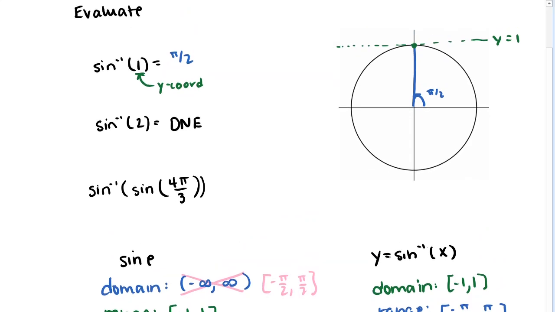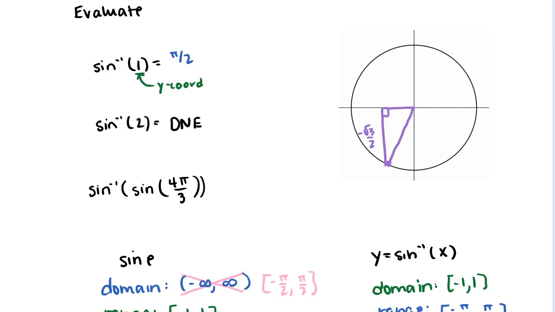So if we take sine of 4π/3, that's down here on the unit circle. We've got this 30, 60, 90 triangle, and sine is going to give us the y coordinate, -√3/2. And so this is the same as sine inverse of -√3/2.